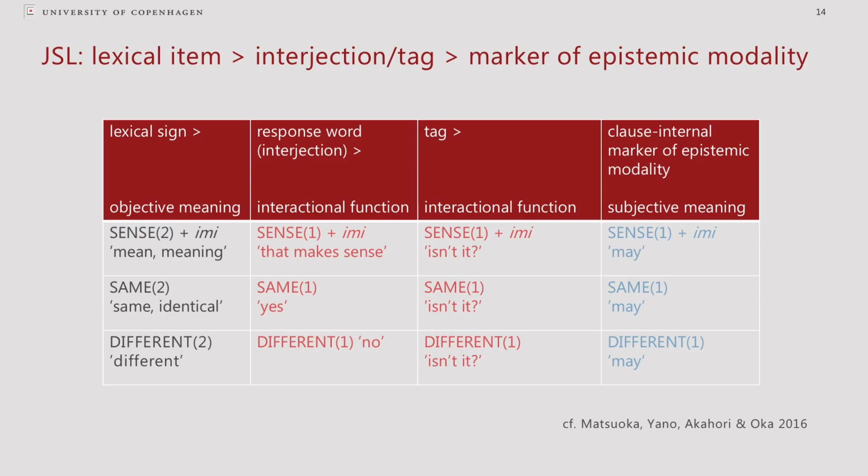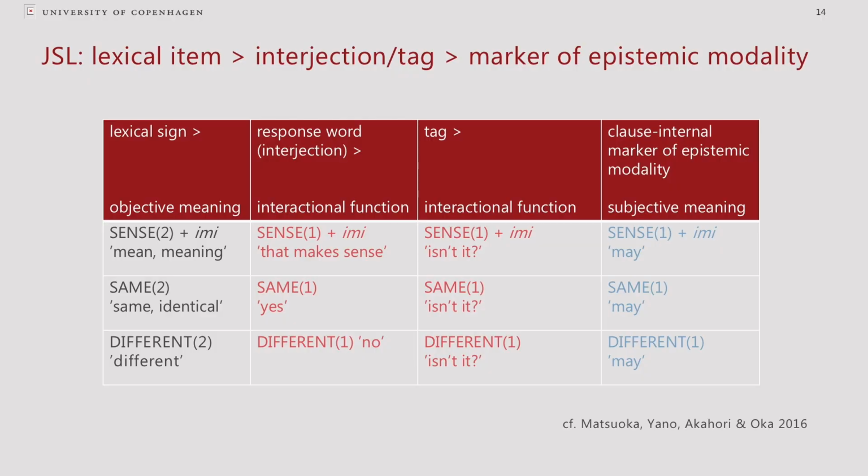Okay, and then I would turn to epistemic markers that come from either lexical items or a gesture, are also used as interjections or tags and end up as markers of epistemic modality. And when I say interjection, I mean response word, but there's no proper linguistic term for that. I mean a word that you can use to say yes or no or I see. So it's really a word that you use when you react to what someone else says.